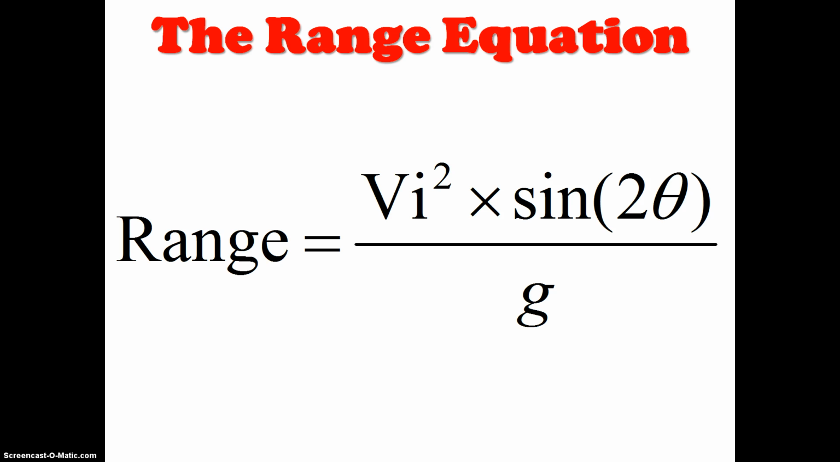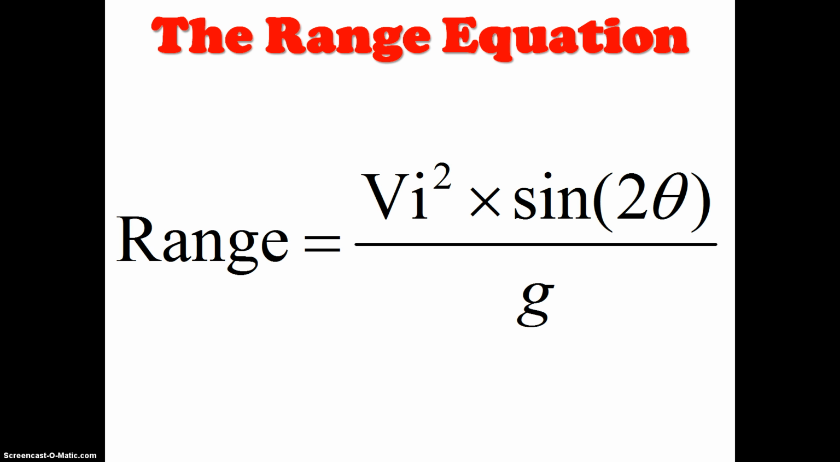The range equation simply says that the range of an angled projectile is going to be equal to VI squared, its initial velocity squared, times the sine of 2 times theta divided by G. And G is going to be 10. And so that's kind of a shortcut method of finding the range.